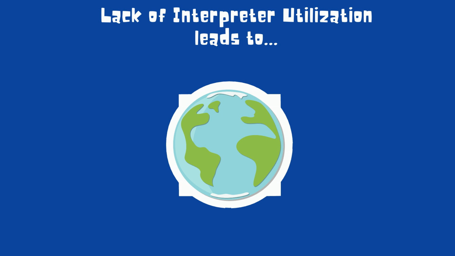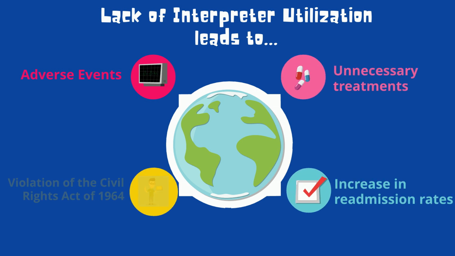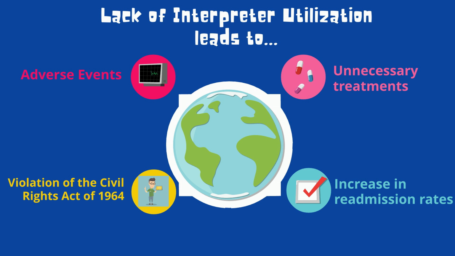Not every facility is well equipped, but work with what you have. Be aware that failing to utilize interpreters can lead to serious consequences, including adverse medical outcomes, unnecessary treatments, increased readmission rates, violations of the Civil Rights Act of 1964, which requires healthcare entities receiving federal funds, like Medicaid, to provide language resources for patients with limited English proficiency. In the era of value-based care, a lack of mutual understanding between patients and providers can also decrease patient satisfaction.